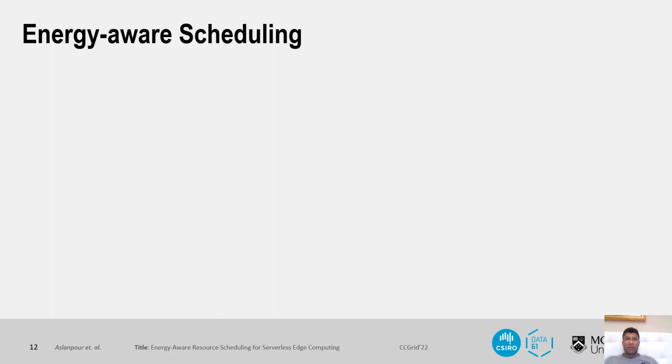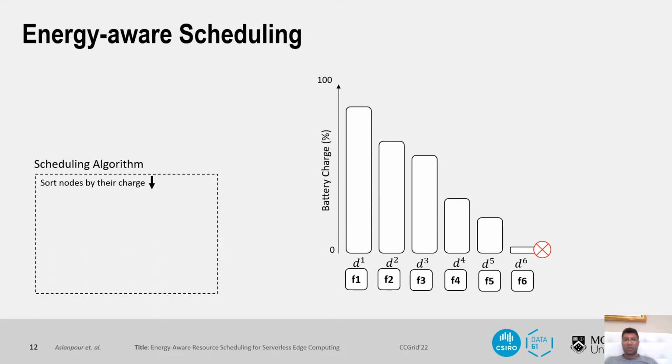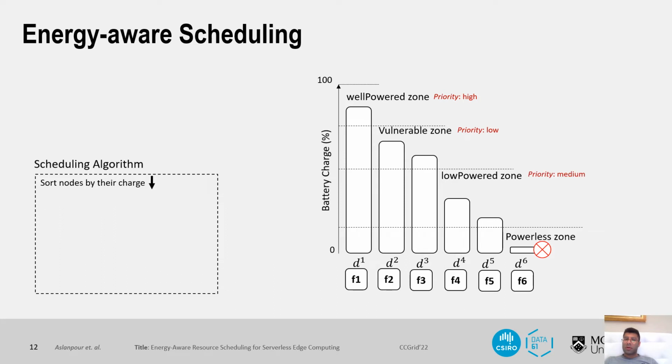The scheduler we have designed is based on the following demonstration. Assume we have nodes D1 to D6. Each one has a function to be placed. The algorithm says sort nodes by their charge. Assume we have this state of the charge for each node from 0 to 100. And we also make some zones called well-powered zone, vulnerable zone, low power zone, and powerless zone with different ranges of state of the charge considered. And also we give a priority to the functions of each node based on their zone.